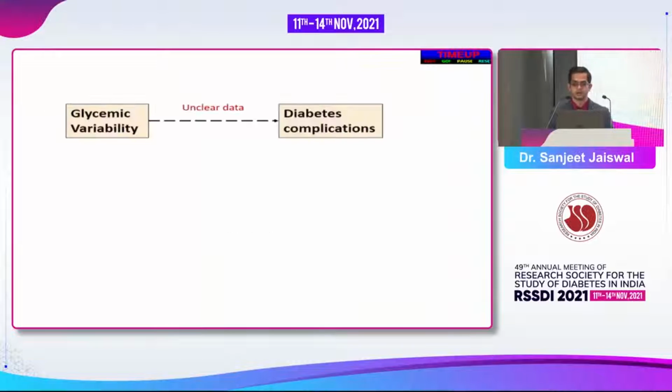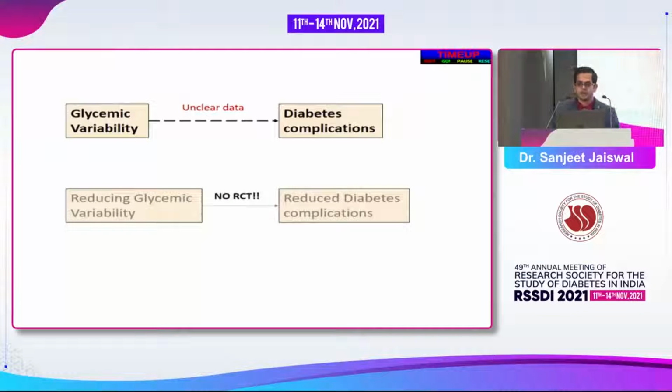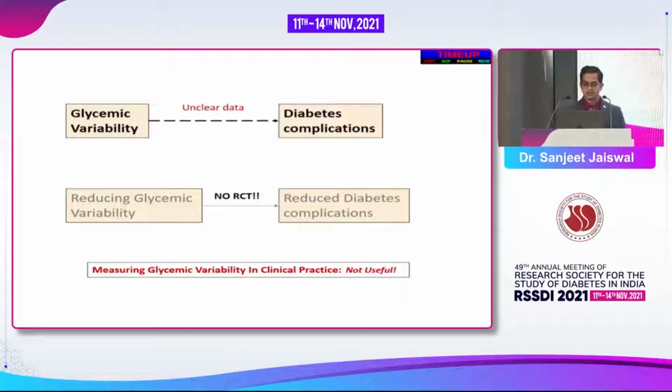To conclude, there is unclear data on glycemic variability and diabetic complications, and when we reduce glycemic variability, we don't know whether we reduce the diabetic complications. Hence, measuring glycemic variability in clinical practice may not be necessary.